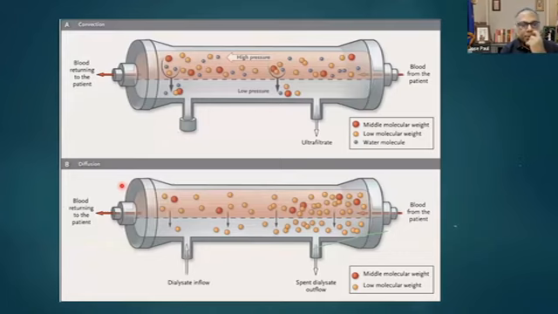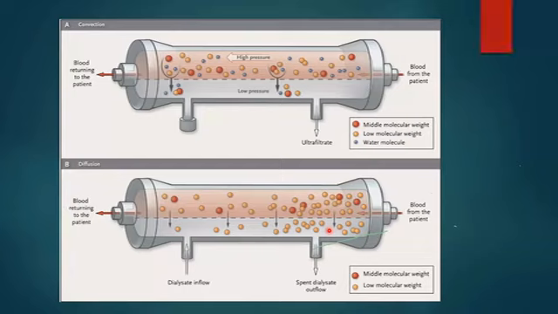As you know, there are two primary modalities of solute removal in renal replacement therapies. One is diffusion, the other one is convection. Diffusion, you are all familiar with. You take the blood from the patient and it runs through the hemodialysis cartridge. At one end there is a dialysis inflow, and at the other end there is an outflow of the dialysate. These are the low molecular weight solutes, and these are the middle molecular weight solutes. The water is represented by the blue dots.